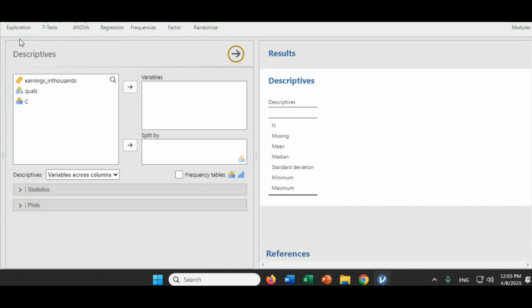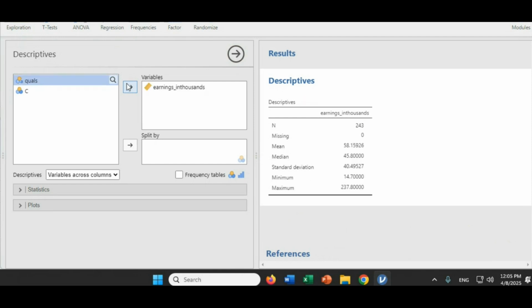First of all, I'm trying to use a new strategy here. Let's go with earnings in thousands. Go to variables, press this arrow like that. Do you see that something happens when you do this? Let me ask you a question. What do you think N, 243, means? Anyone have any guesses? What are they telling you? The number of observations. Good. The total number of observations in the data.